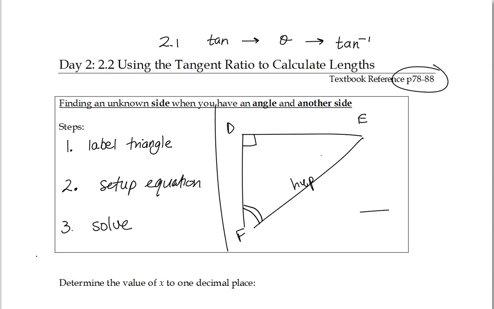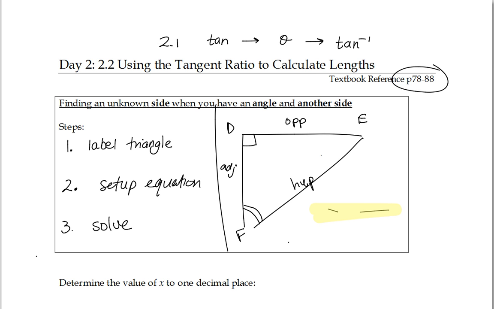So, which side is opposite angle F? DE. Good. And then, therefore, the only side left has to be the adjacent. That's how I label. Find that hypotenuse. It's across the 90. Find the opposite side to your angle you're working with, and then the last side will sort itself out.